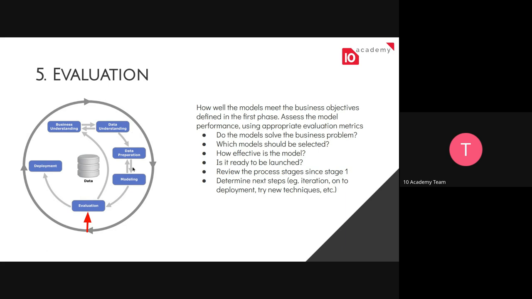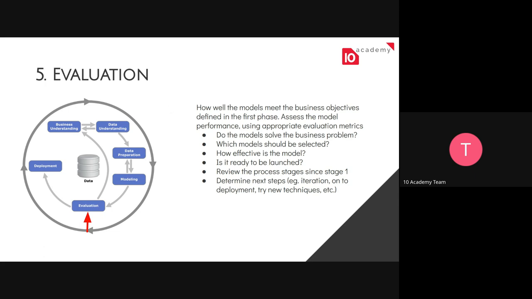Or maybe something was missing in the understanding, or maybe you discarded some features that turn out to be important. Or in the evaluation, you find that handling your data in a particular way throws off your model, so you have to go back and redo some of these steps. So you might go through this cycle multiple times to achieve a satisfying result.